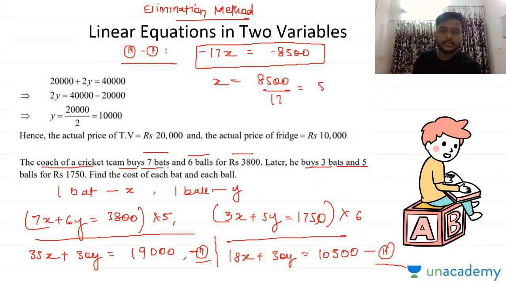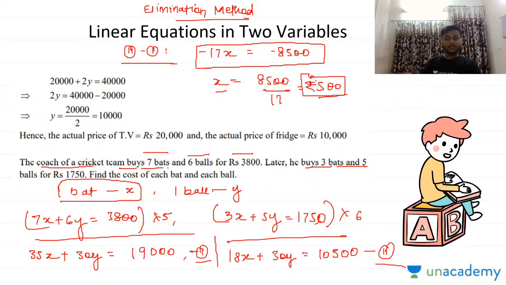This will give you what? 17 times 5 is 85, and then 0. So the cost x came out to be what? X was the cost of one bat, and that came out to be 500, which means the cost of one bat is rupees 500. Okay, the cost of one bat is what? The cost of one bat is rupees 500.